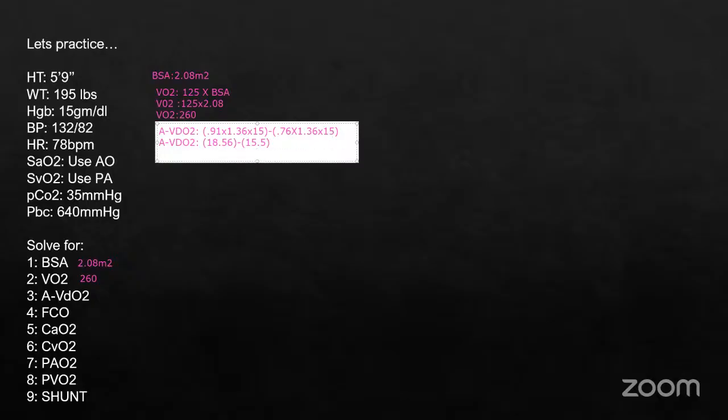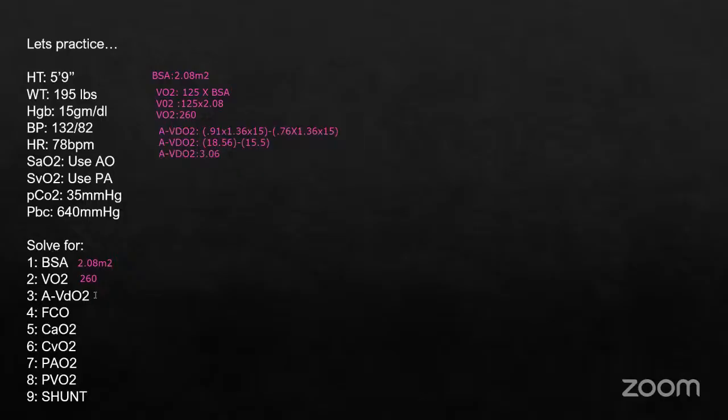Okay, so AVO2, my result here is going to be 18.56 minus 15.5. My result is 3.06. Okay, so I'm going to go ahead and plug it over here, 3.06. Perfect. Now, can I get Fick? I can get Fick because I have VO2 and I have AVO2. Perfect. I'm going to go ahead and do cardiac output.